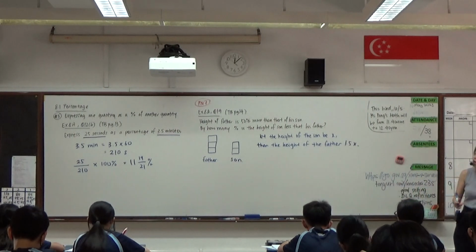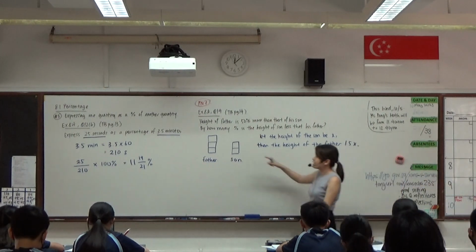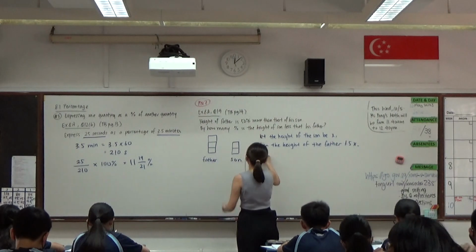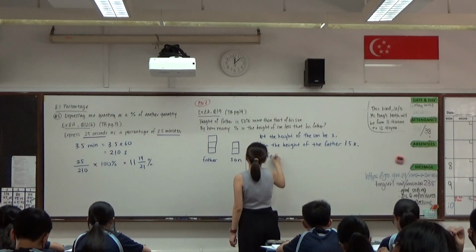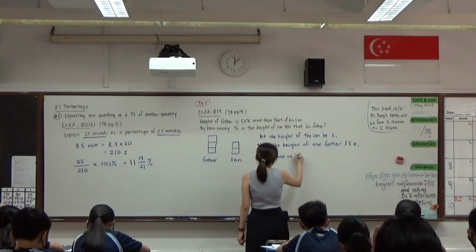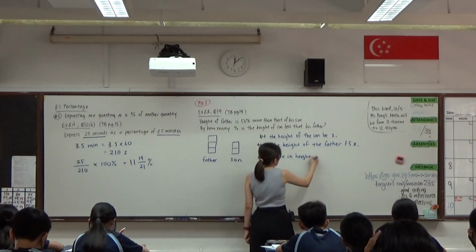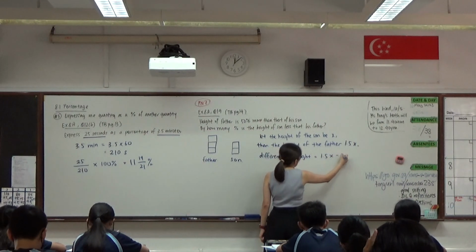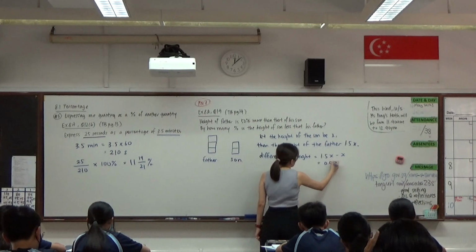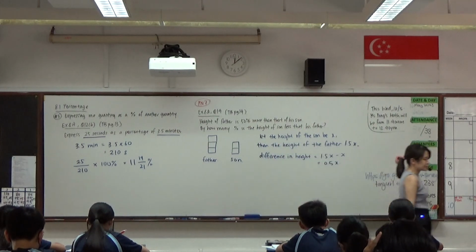Then we're looking at the difference in the height in order for us to find out what the percentage is. So the difference in height will be 1.5x minus x. That is 0.5x.